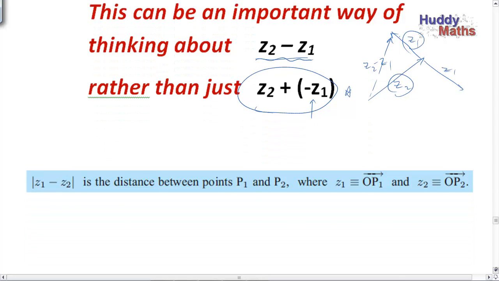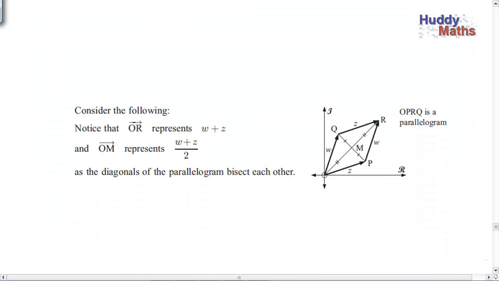Okay, let's come down now and have a look at a couple of little things here. Consider the following. Notice that OR represents W plus Z. Can you see that? Here it is. If we put W over here, OR is W plus Z, or Z plus W. So you can use a parallelogram or a triangle rule here, because it would be parallel to that W there, and you can add it around the parallelogram or the triangle. Now, OM is therefore (W plus Z) on 2.